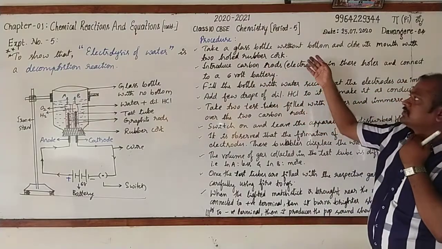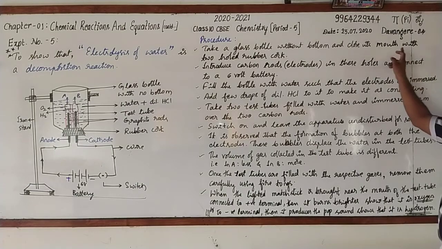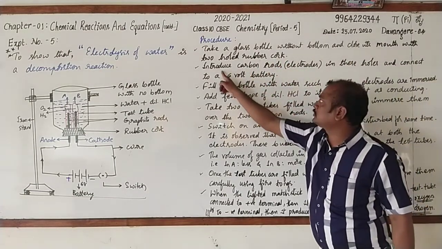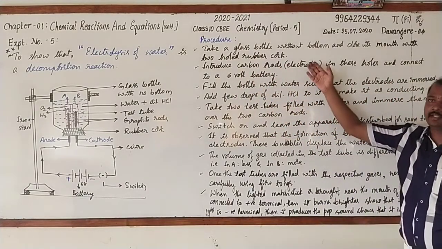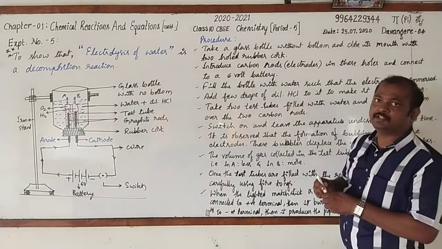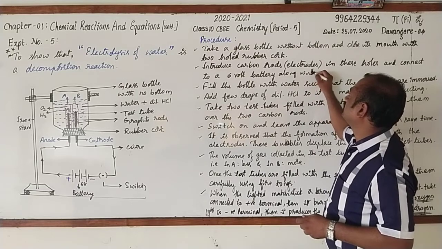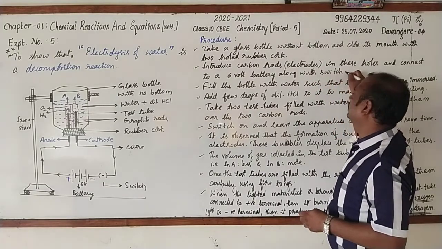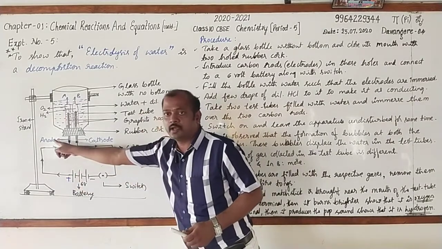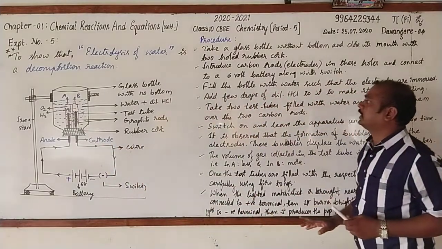Go through this. Take a glass bottle without bottom and close its mouth with a 2-hole rubber cork. Then introduce carbon rods, they are nothing but electrodes, in these holes, and connect them to a battery along with the switch. And do remember, the electrode which is connected to the positive terminal is called anode, and the electrode which is connected to the negative terminal is called cathode.